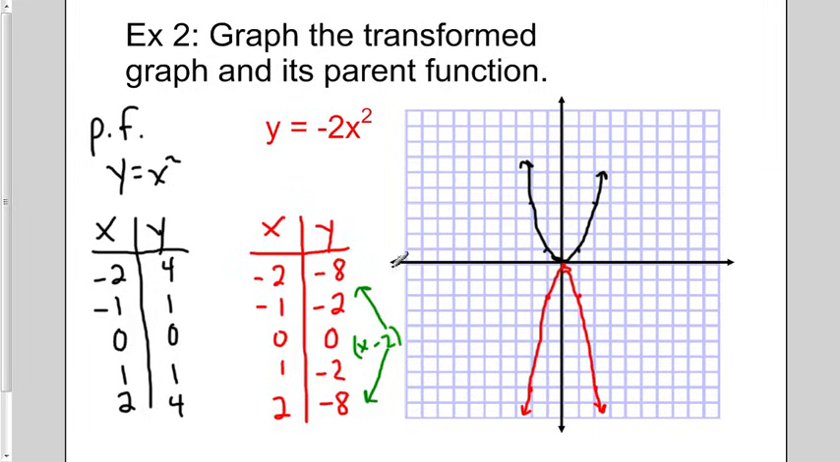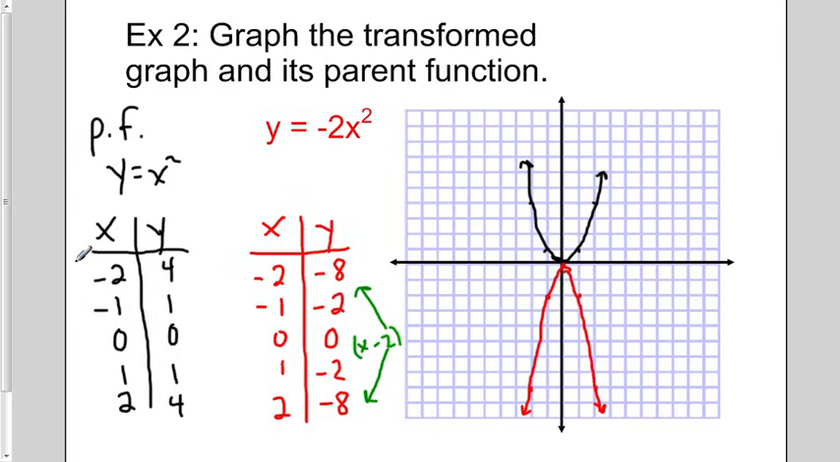Another way you can look at it is I'm going to take this parent function, I'm going to flip it upside down, and instead of going over 1, up 1, since it's a factor of 2 on the outside, we're going to go over 1, down 2, and it's down because it's negative. So instead of over 1, up 1, it's over 1, down 2, and then instead of over 2, up 4, it's over 2, down 8. It's just doubling the difference between each point, I guess.